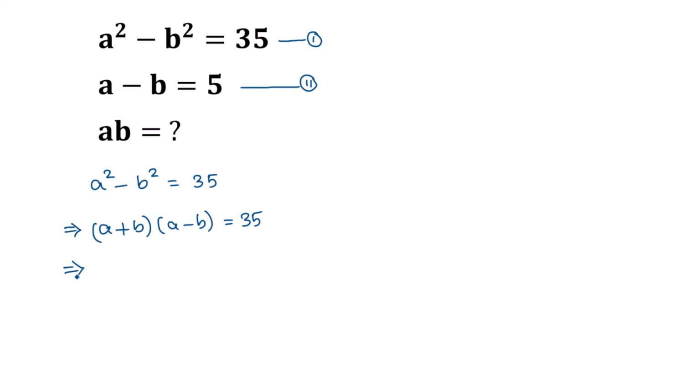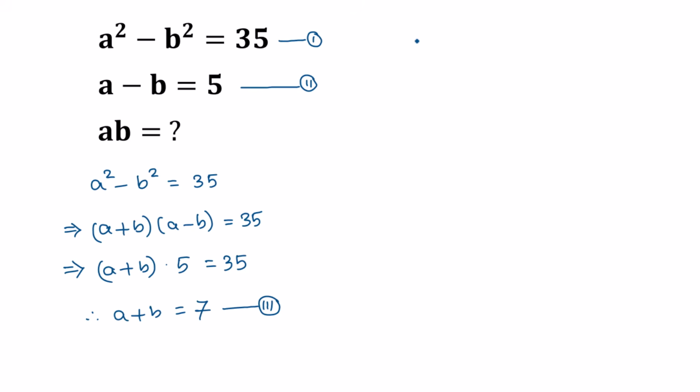Or from equation 2, a minus b is equal to 5. So substituting this here, we can write a plus b times a minus b is 5. So 5 is equal to the right side 35. Now divide both sides by 5, we will get the value of a plus b. So a plus b is equal to 35 divided by 5, which is 7. Consider this as equation number 3.